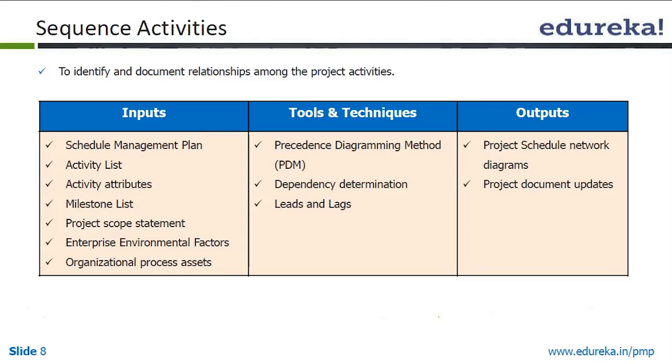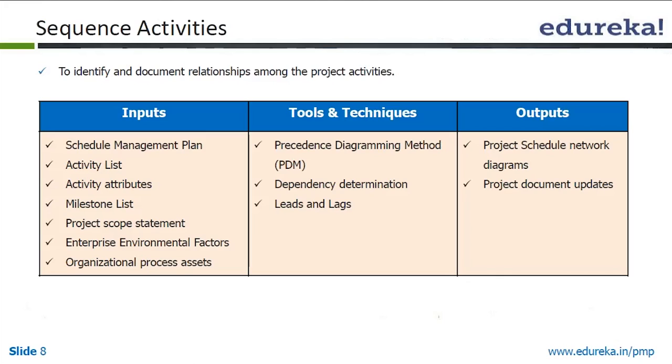Once the activities are listed, then we sequence the activities. That means we try to arrange the activities in such a manner that we create those relationships, that is, which has to be done first and which has to be done after that. So we have to create those dependencies between the two. Which are the activities which can be done in parallel, and which are the activities which cannot be done in parallel and require certain activities to be complete to be able to do the next one. So schedule management plan, activity list, activity attributes, milestone list, project scope statement, EEF and OPA are the inputs.